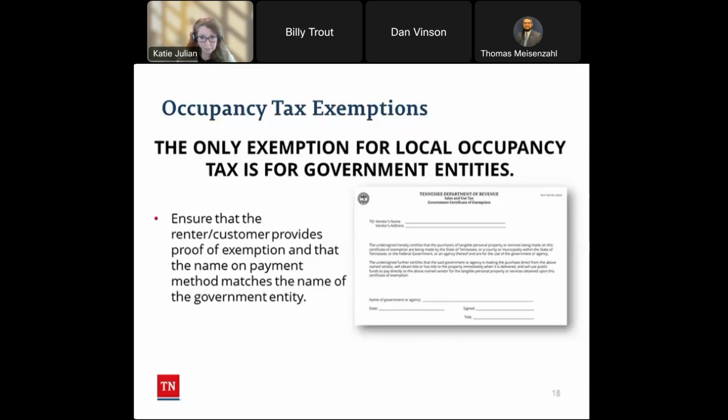You've got an example here. It's a fillable form. And make sure that the name of the payment method, just like with sales tax, matches the name of the government entity. They can't have a government exemption and then use a personal card or check. So a little difference there from sales tax. Several different entities qualify to use their exemption for sales tax on short-term rentals. Occupancy tax, only government entities.